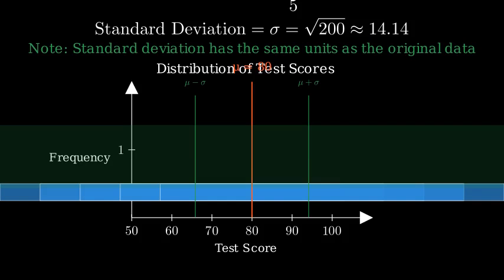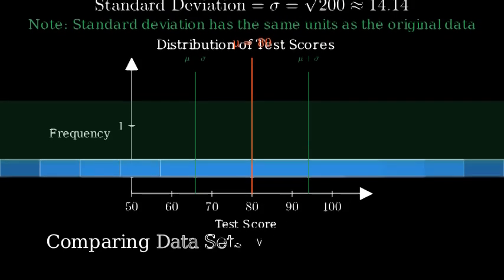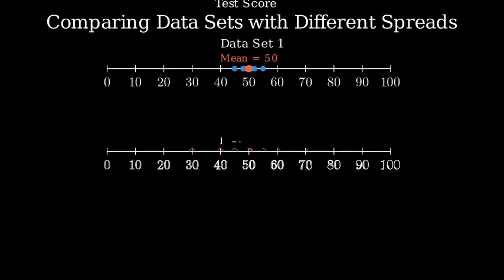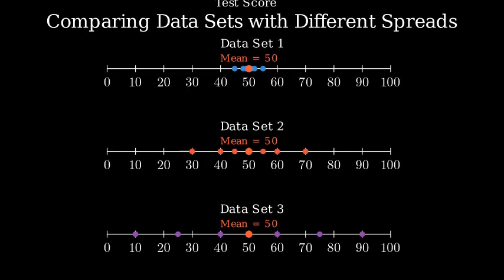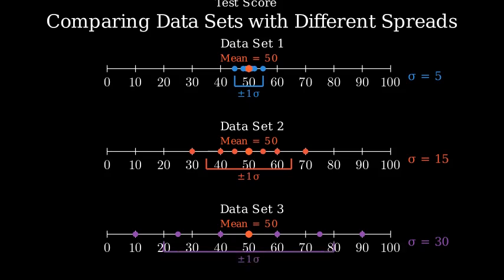Let's compare different data sets to better understand variance and standard deviation. Here are 3 data sets, all with the same mean of 50, but with different spreads. Data set 1 has values close to the mean, resulting in a small standard deviation of 5. Data set 2 has more spread, with a standard deviation of 15. Data set 3 has the largest spread, with a standard deviation of 30. Notice that a higher standard deviation indicates that data points are, on average, farther from the mean.